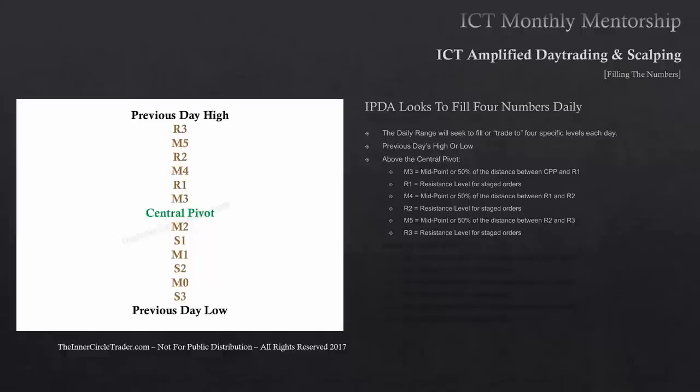We look for the movement above the central pivot in the form of M3, which is the midpoint or 50% of the distance between the central pivot point and R1. R1 or resistance level for staged orders. M4, which is the midpoint or 50% of the distance between R1 and R2 pivot point. R2, which is the resistance level for staged orders. M5, midpoint or 50% of the distance between R2 and R3. And R3, which is the resistance level for staged orders.